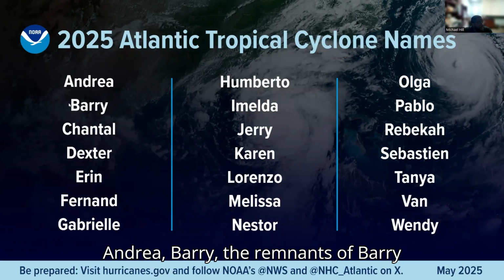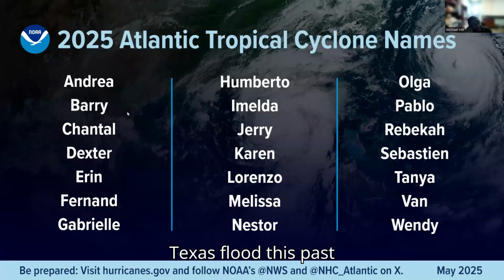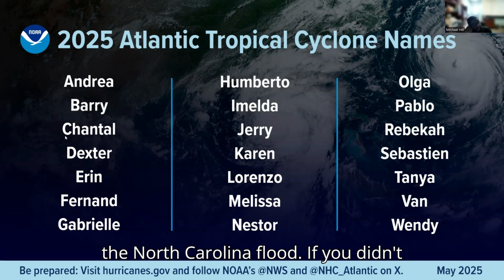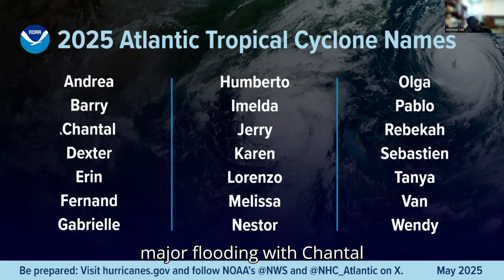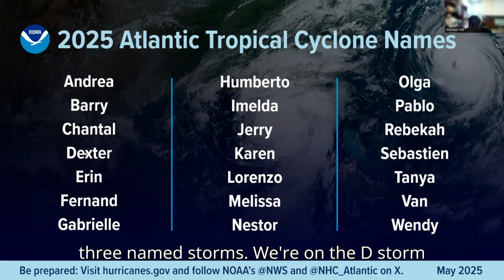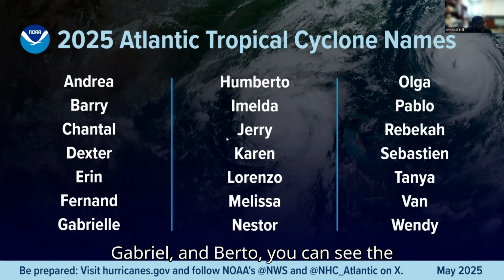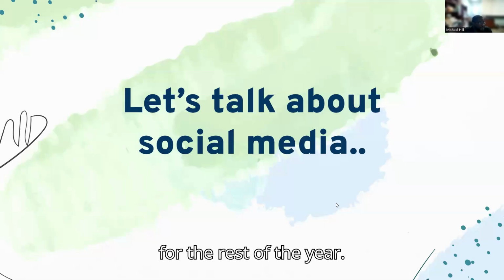So we already had Andrea. Barry, the remnants of Barry, actually was the reason why we had the Texas flood this past weekend. Chantal is the reason why we had the North Carolina flood. If you didn't know about that, go to the news. They had major flooding with Chantal across Raleigh, Durham, and areas across Chapel Hill in North Carolina. So we've already had 3 named storms. We're on the D storm in Dexter. So Dexter, Erin, Ferdinand, Gabrielle, and Humberto. You can see the names. So that's what we got coming up for the rest of the year.